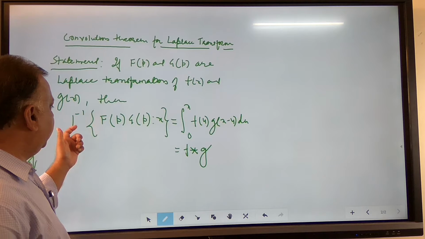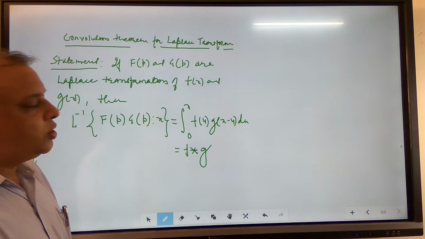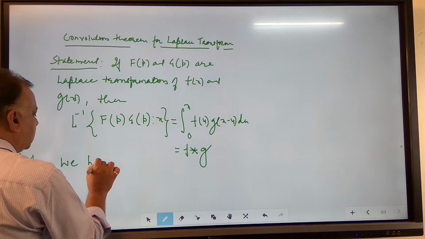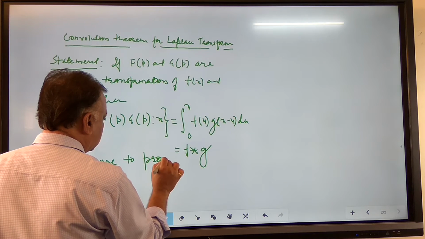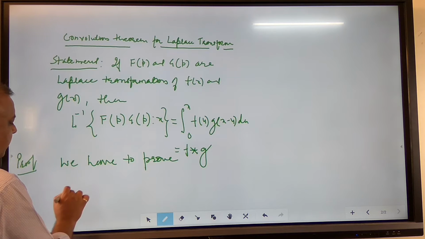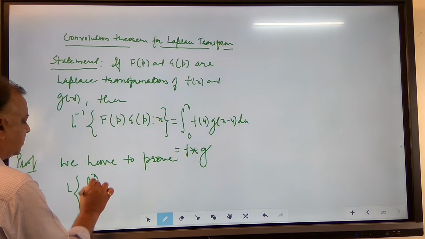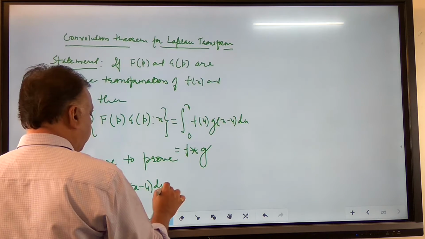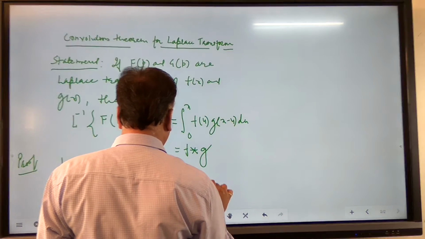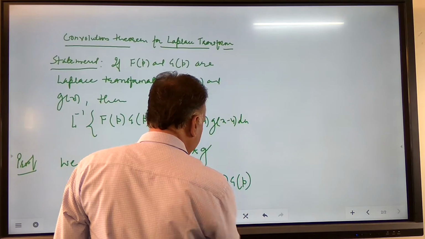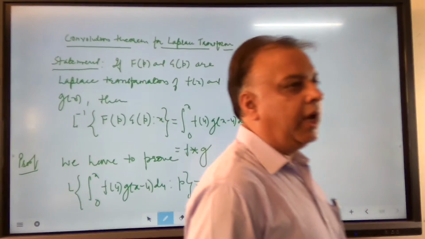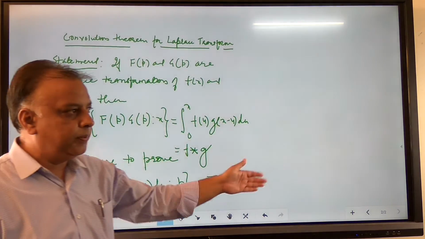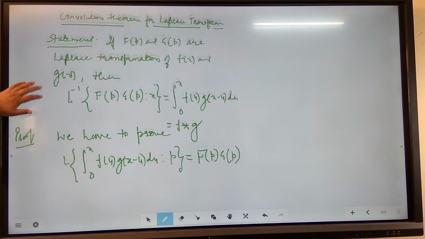So in order to prove that the inverse Laplace transformation of F(p) into G(p) is equal to integral 0 to x f of u g of (x minus u), we have to prove here that the Laplace transformation of integral 0 to x f of u g of (x minus u) du, Laplace transformation with respect to p, is equal to F(p) into G(p). So we have to prove that the Laplace transformation of this one, this is the convolution of two functions, is equal to the product of F(p) and G(p). So we proceed to prove this one.